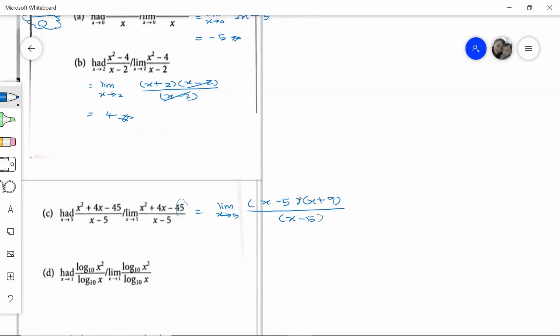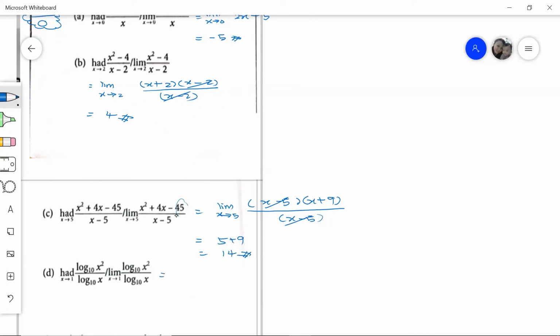So double check. The inner pair negative 5x, outer pair positive 9x. So we got positive 4x. And x minus 5 can be simplified. And now we substitute x equals to 5 into the expression. Okay, so the limit of x plus 9 as x approaches 5 will be 5 plus 9 equals to 14.